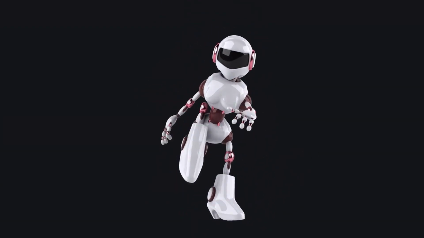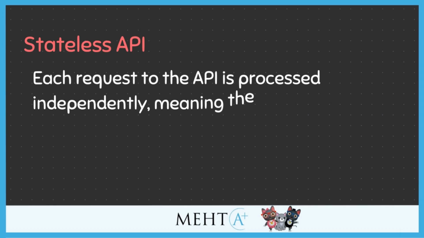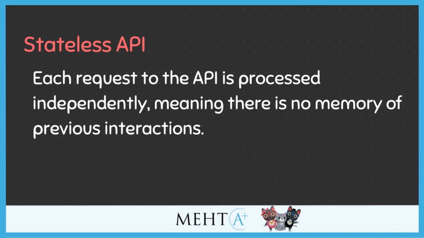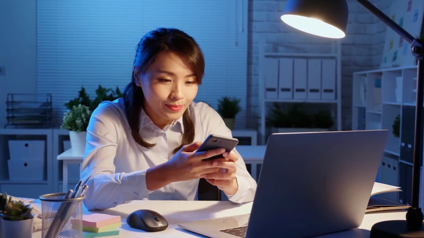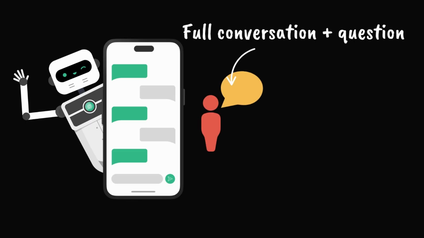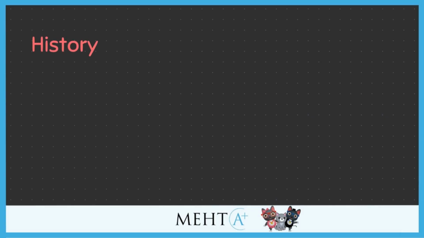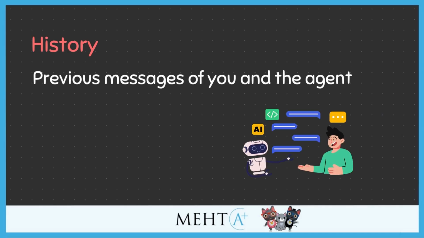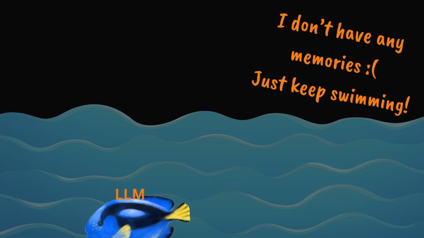In particular, they are stateless APIs. What's stateless? Well, it's when each request to the API is processed independently, meaning there's no memory of previous interactions. If you want to have a multi-turn conversation, meaning a back and forth dialogue between you and the AI, you will need to explicitly pass previous messages of you and the AI as part of the prompt. These previous messages are called your history. And yes, that's exactly how ChatGPT works. It technically has no memory of your history. We'll talk more about multi-turn conversations in future videos.